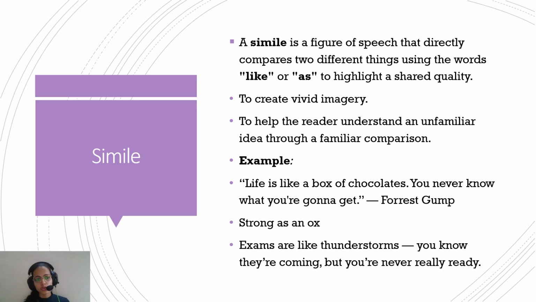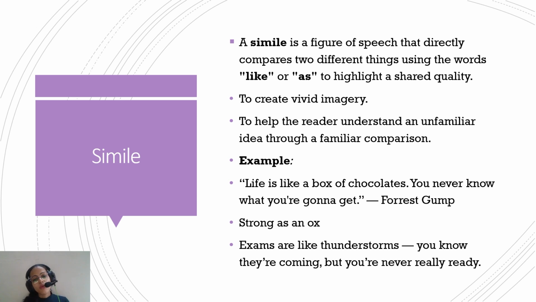So the easiest way to locate a simile is the use of the word like or as. It is used to create vivid imagery. It is used to help the reader understand an unfamiliar idea through a familiar comparison. So this is again to give you a better idea through comparison. If there is like or as that has been used to compare two things, then it is a simile.